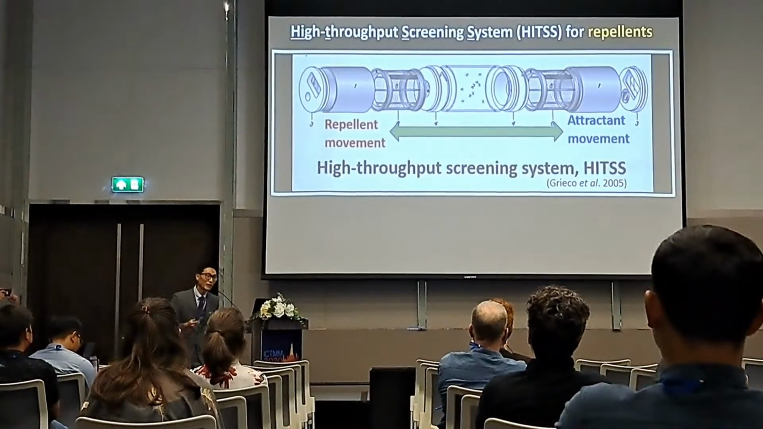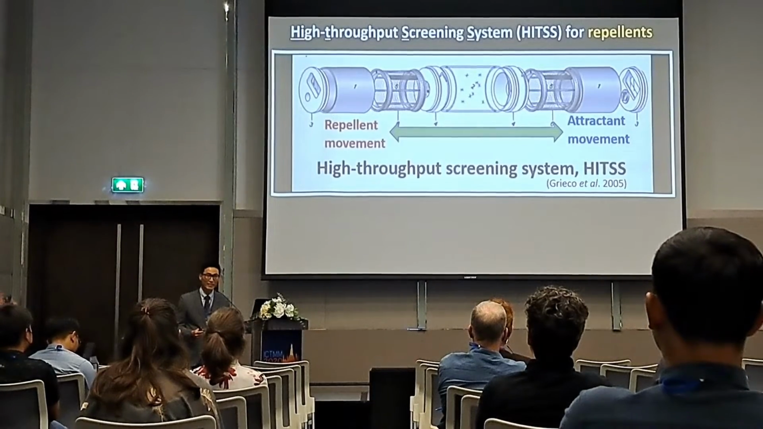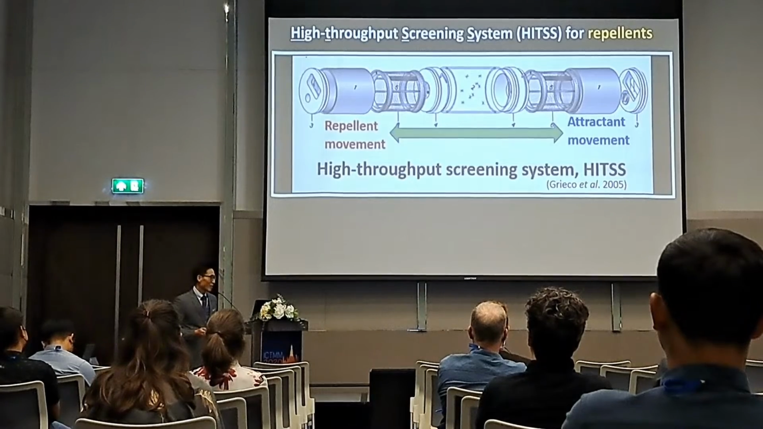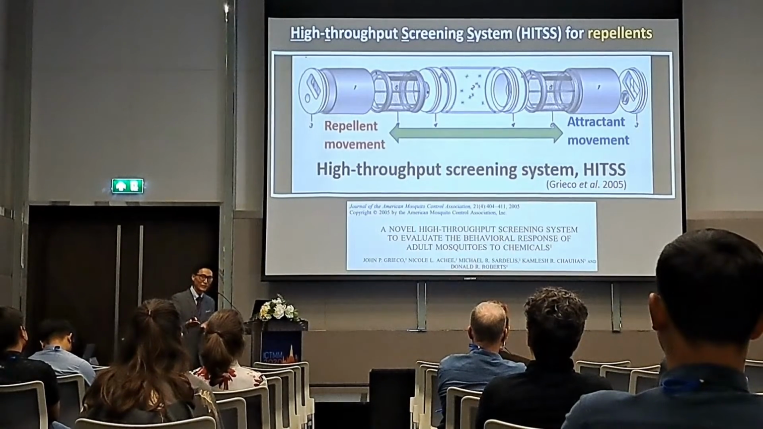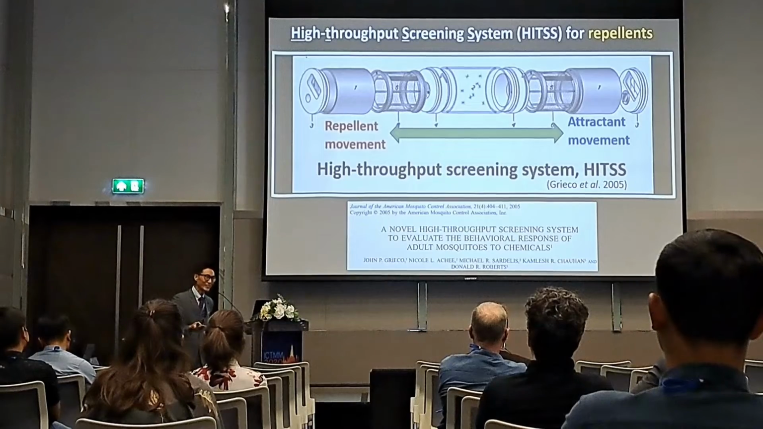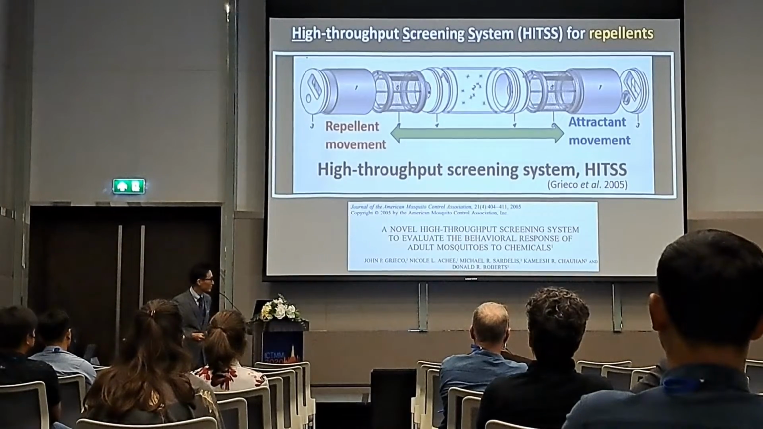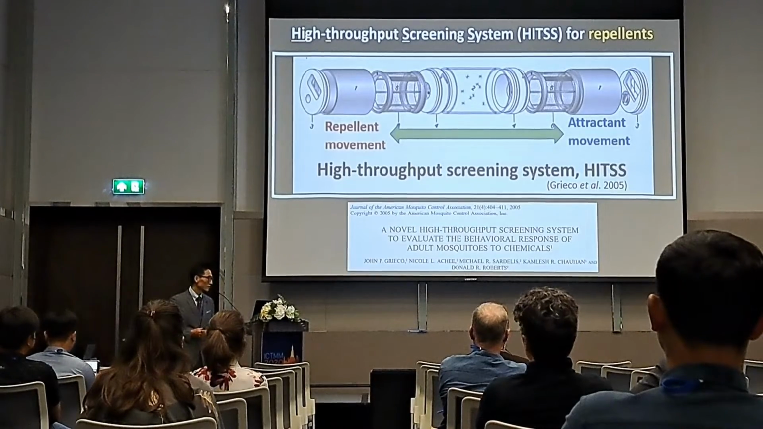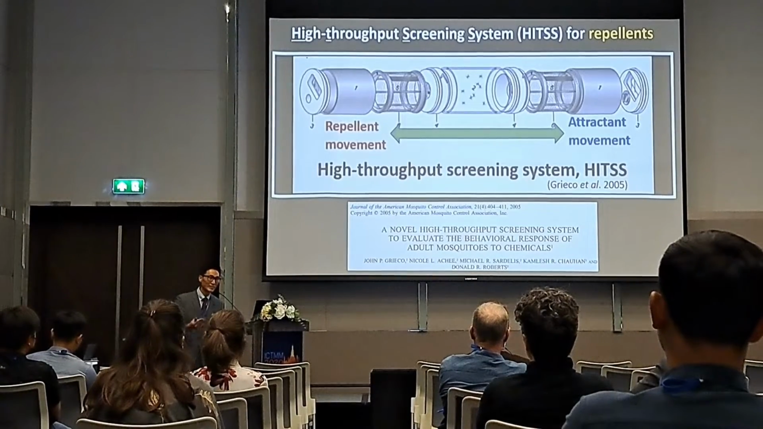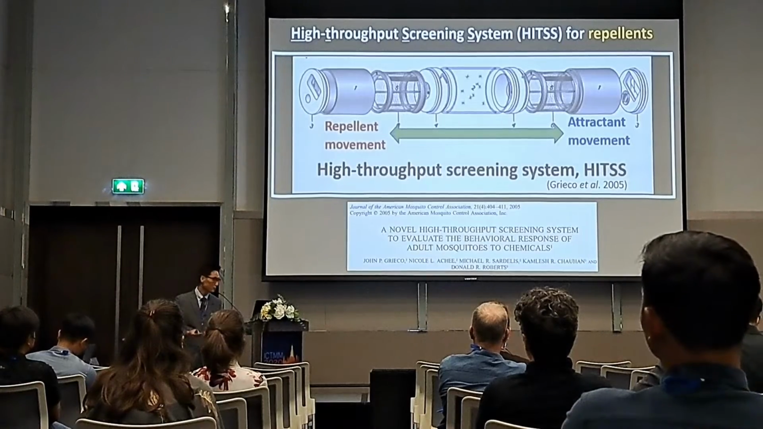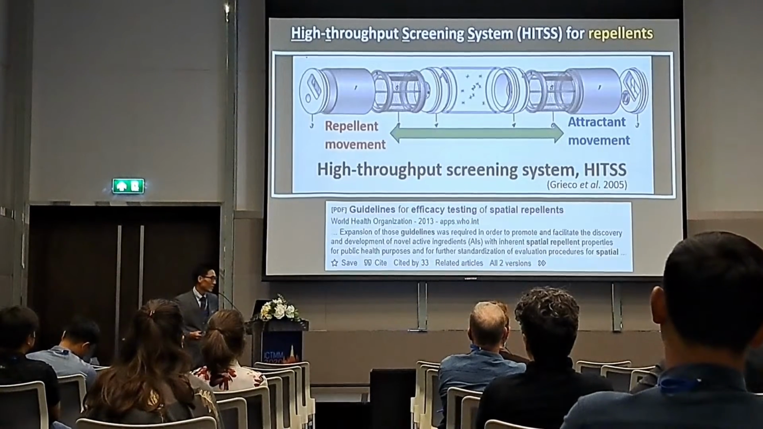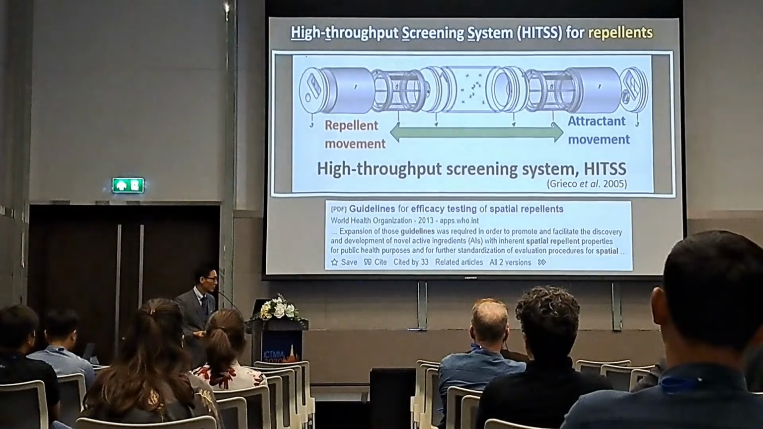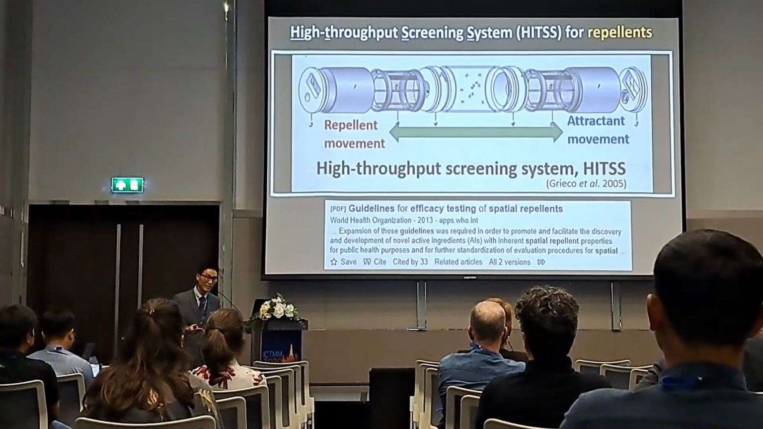There is a device, the so-called HSA, which stands for High Throughput Screening System. Thankfully, the person who invented this device is in this room. You may guess who. They published this paper almost 20 years ago. At the first stage, he mainly designed this device for testing spatial repellents or pesticides. A few years later, in 2013, WHO published a guideline for spatial repellent testing using this device.